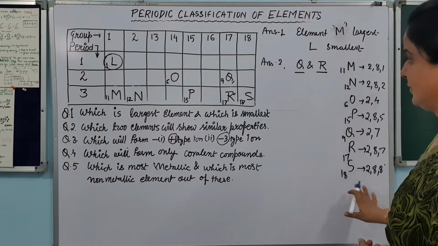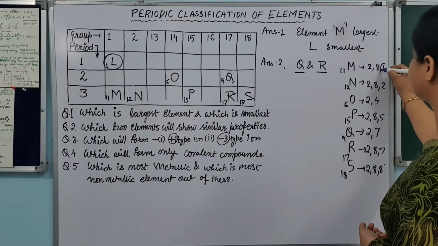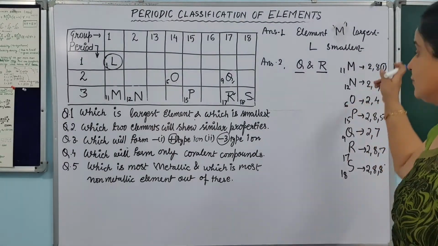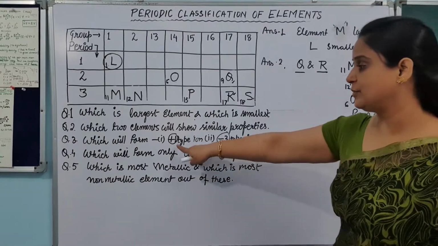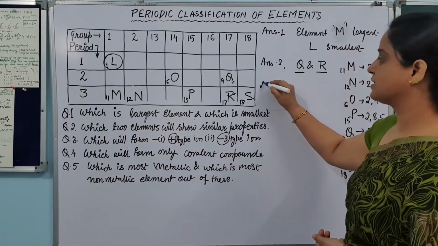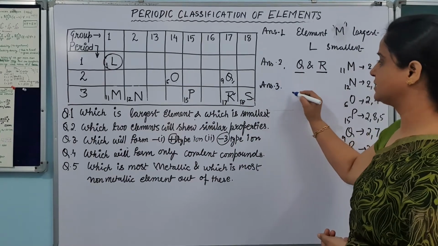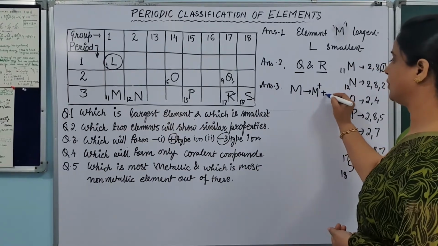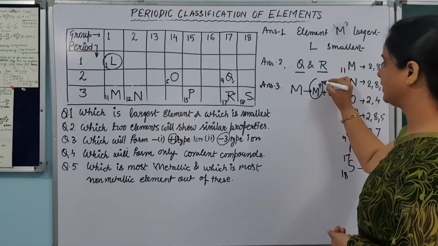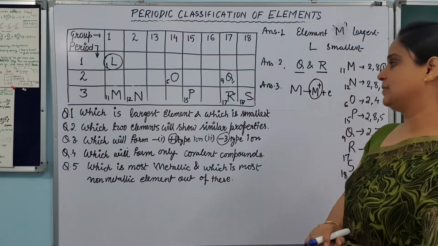Among all these elements, which is having one electron in its outermost shell? ये वाला. So if this is having one electron, this is going to lose one electron and make a plus one kind of ion. So answer number 3 is M will lose its one electron to form an M plus kind of ion. So this is the M plus kind of ion.